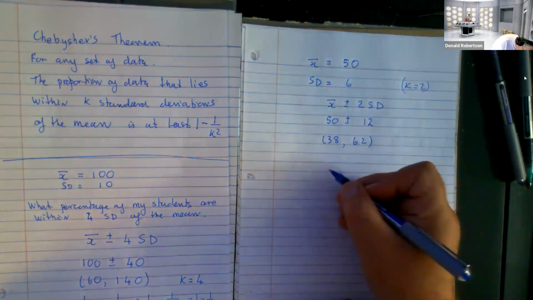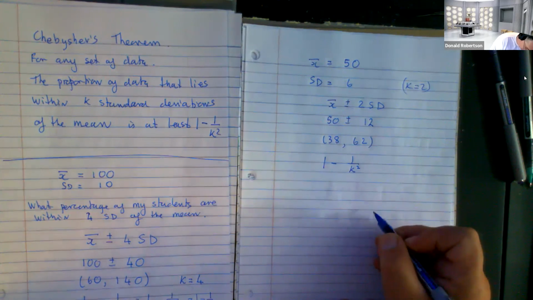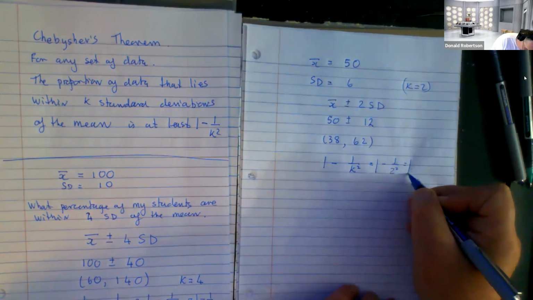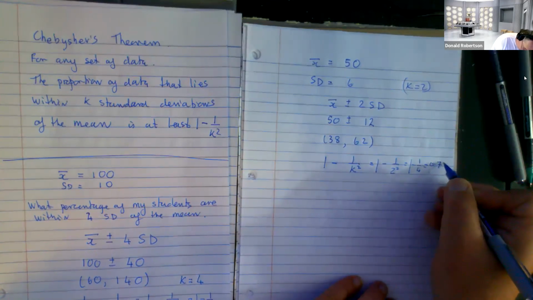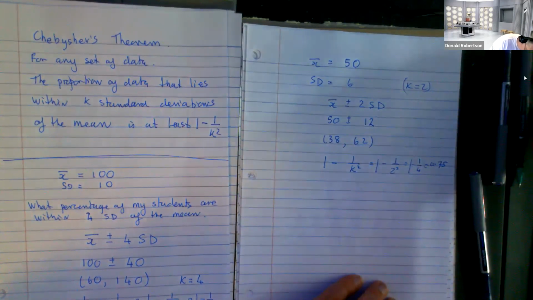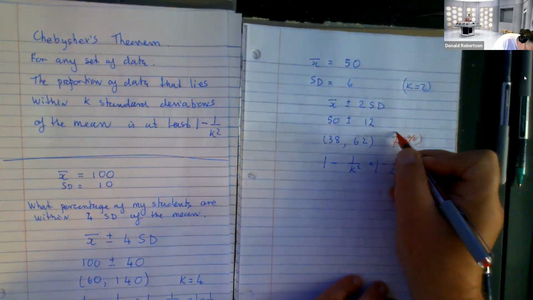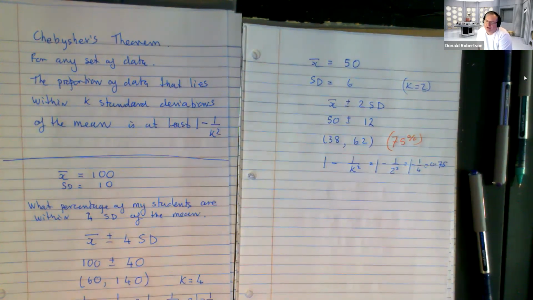Well, according to Chebyshev, it's 1 minus 1 over K squared. 1 minus 1 over 2 squared, 1 minus a quarter, 0.75. So the answer is 75% of my students would have a score in that range.